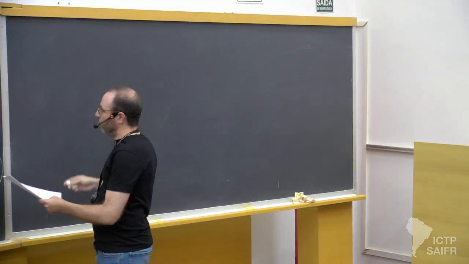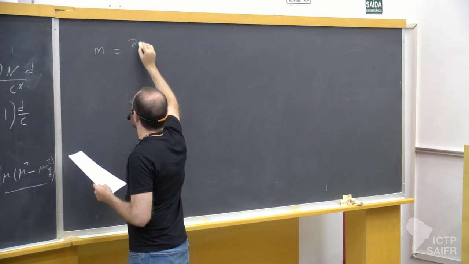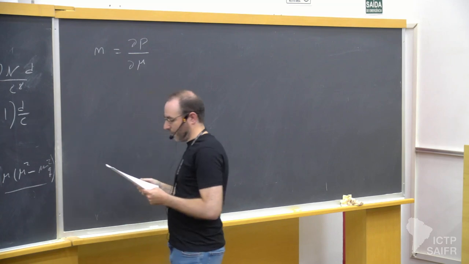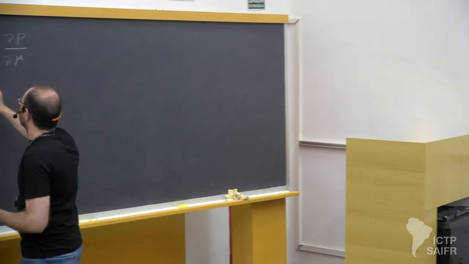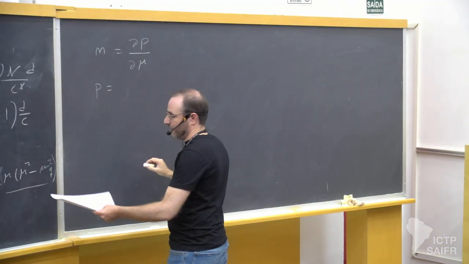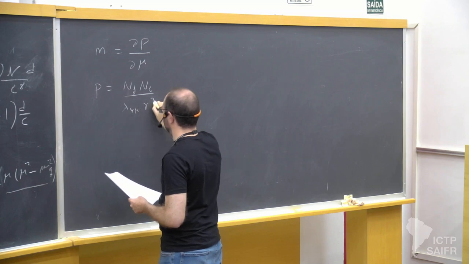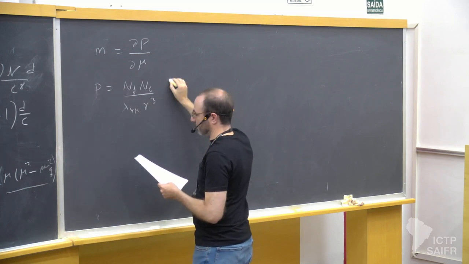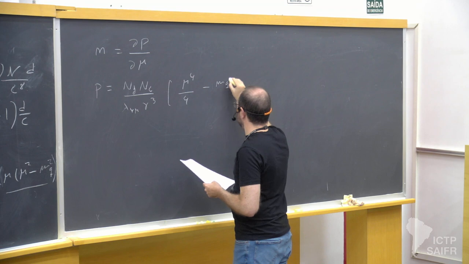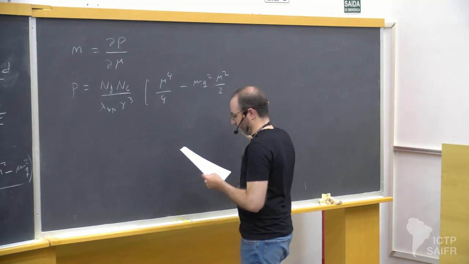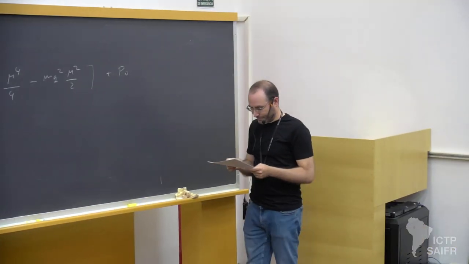OK, so now from here, we can use that the density is the derivative of the pressure with respect to the chemical potential. Right? And then we just integrate. And we find that the pressure should be the integral of this thing. So we have this overall factor. And then we have mu to the 4 divided by 4 minus m_q squared mu squared over 2 plus some constant that doesn't depend on the chemical potential.